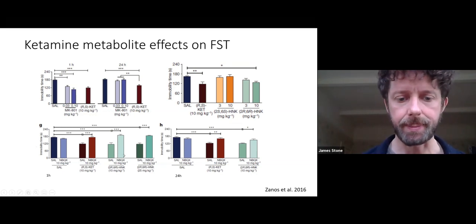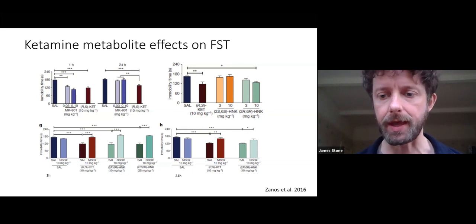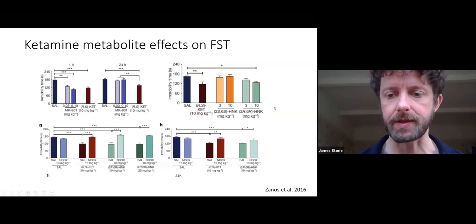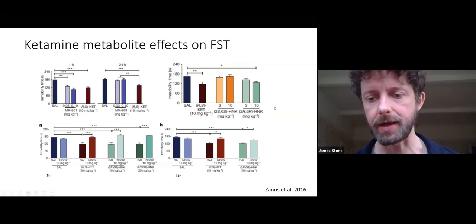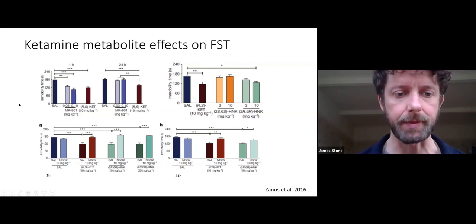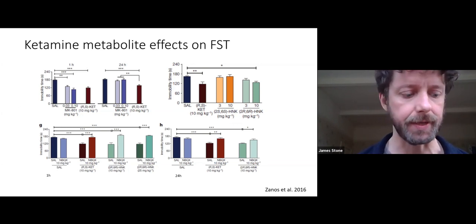So basically, this suggests that this R enantiomer might be more important for the antidepressant effects of ketamine. And if you recall, the R enantiomer of ketamine has a much lower affinity for the NMDA receptor. So this suggests that maybe something else is going on in terms of the mechanism of action of ketamine.